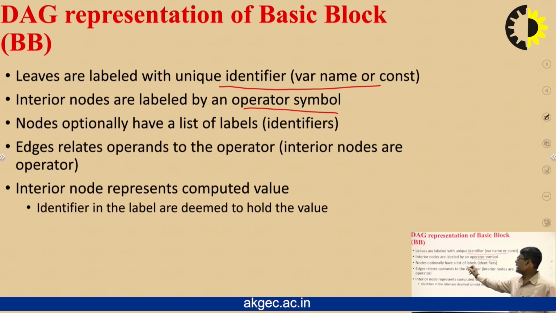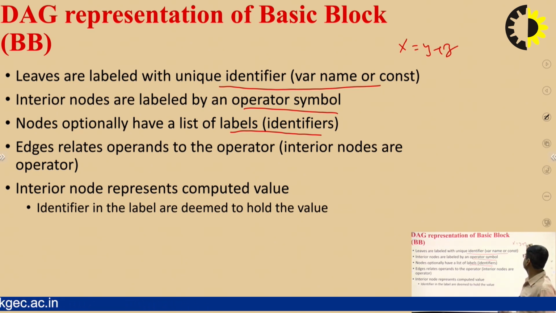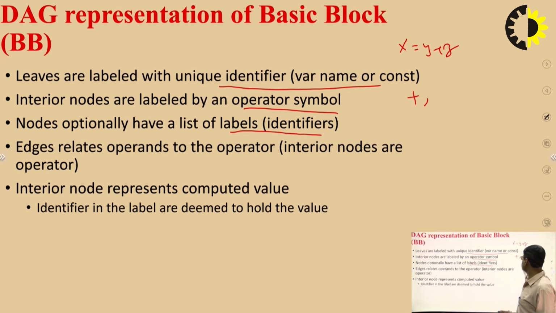Then nodes optionally have a list of labels, as I have already told you. Maybe some identifiers, because if you write x equals y plus z, then with the plus node this additional identifier x will be used, and y and z are the basic operands. So this is the structure of a DAG. Then, the significance of edges: an edge relates an operand to the operator, and interior nodes are basically operators. So these edges show whether it is the left side or the right side, or whatever the requirement of the calculation is. One important thing is that interior nodes represent computed values.